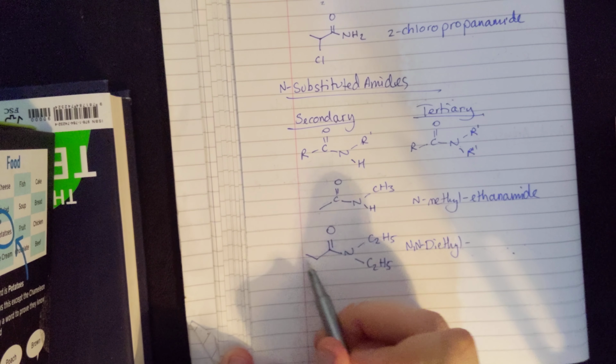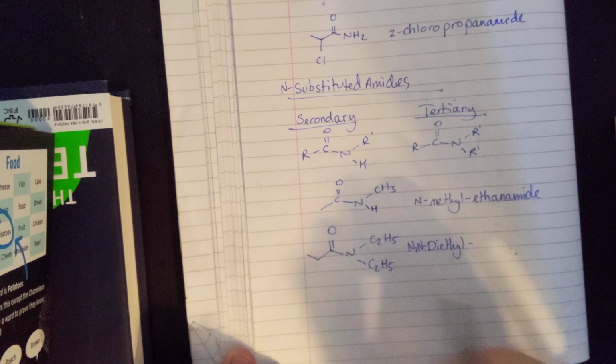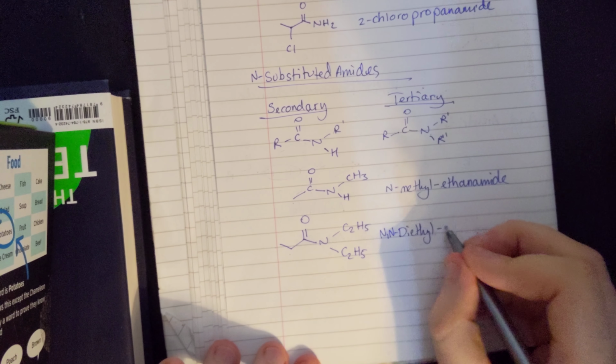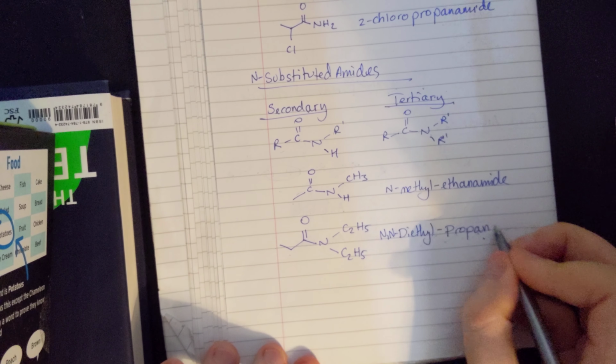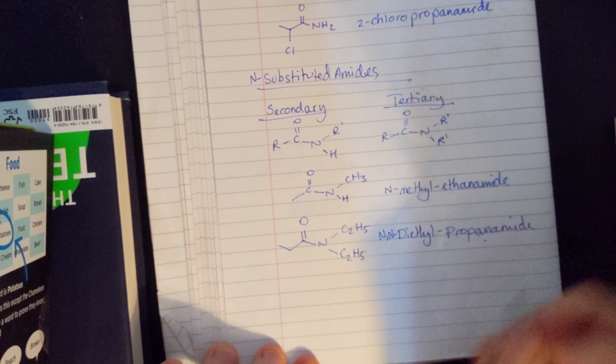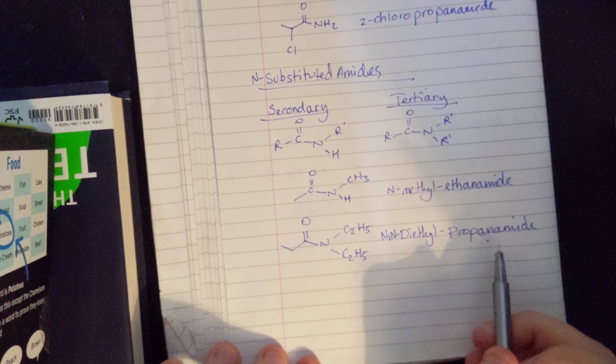Then look at the carbon chain for the carbonyl group. So 1, 2, 3. So that's prop. So this is propanamide. So this would be N,N-diethyl propanamide.